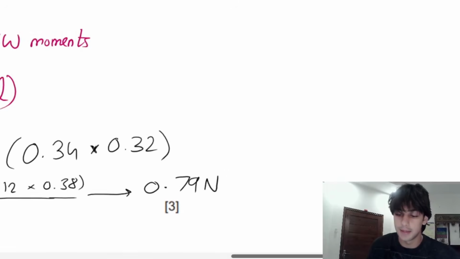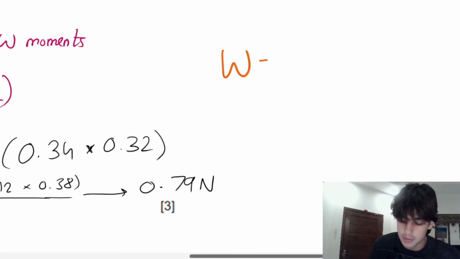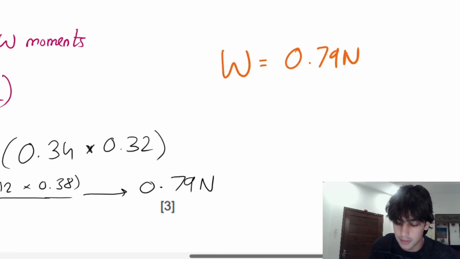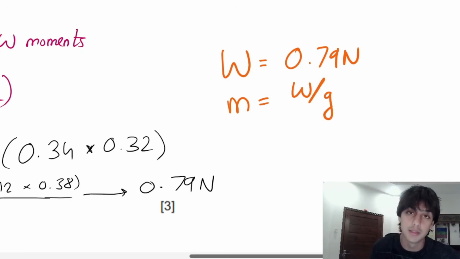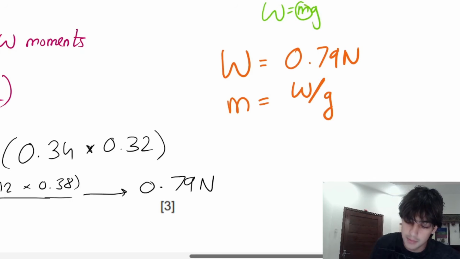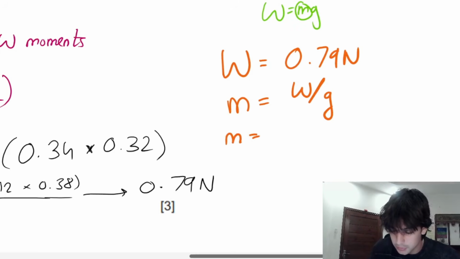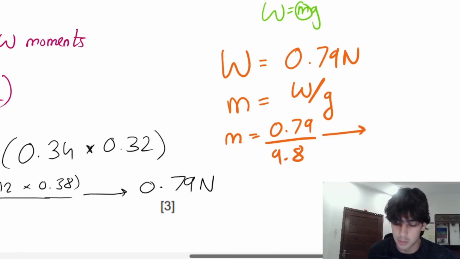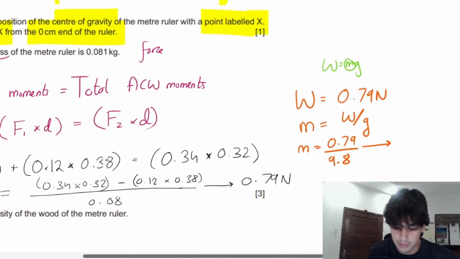Now, what did we find out? We found out the weight. So since the weight is 0.79 newtons, we know that the formula for calculating mass is going to be weight divided by the gravitational field strength, because we know that the formula is W is equal to mg. So if we make m the subject, then you get my point. So we're going to get mass is equal to 0.79 divided by 9.8, which should just give us this value over here. That is 0.081.